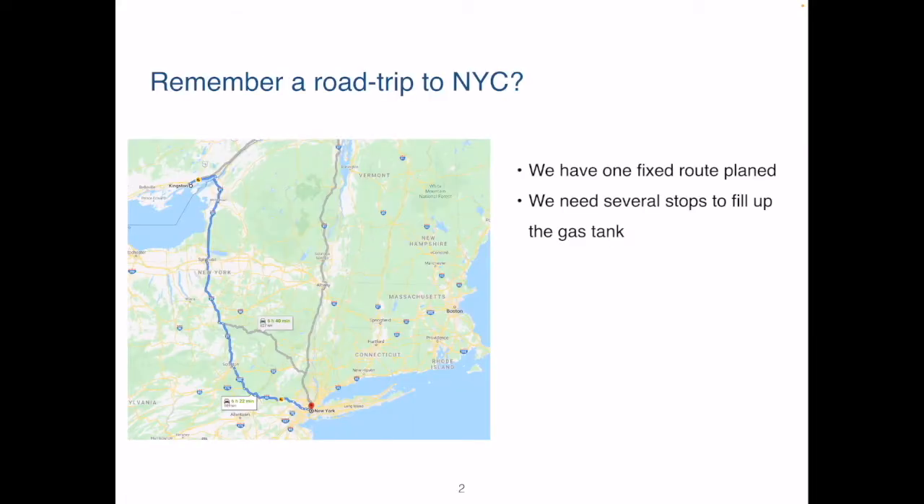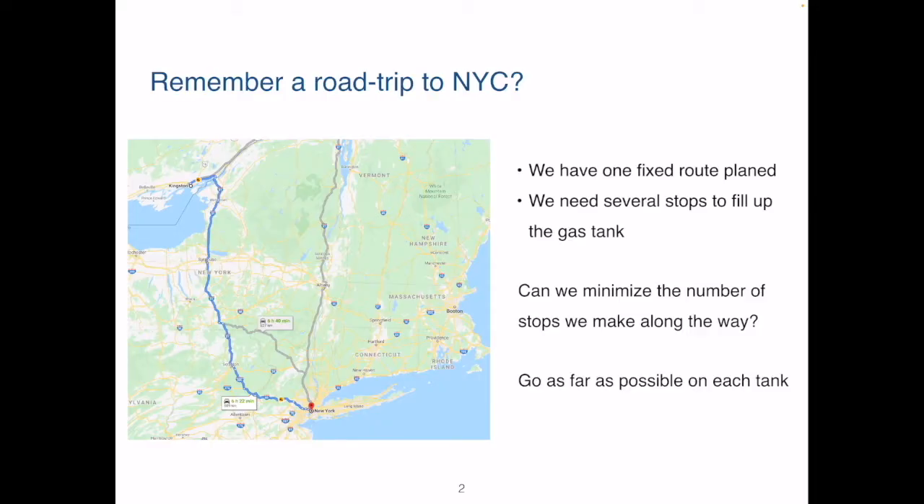Suppose we are planning a trip from Kingston to New York City. Wish those travel days come back soon. Suppose that there is only one fixed road, so we don't have a choice of which route to take. Our car will need several stops to fill up the gas tank. We know the location of all the service stations on the highway between Kingston and New York City, and we know exactly how far we can travel on a tank of gas. The goal is to minimize the number of stops we make along the way.